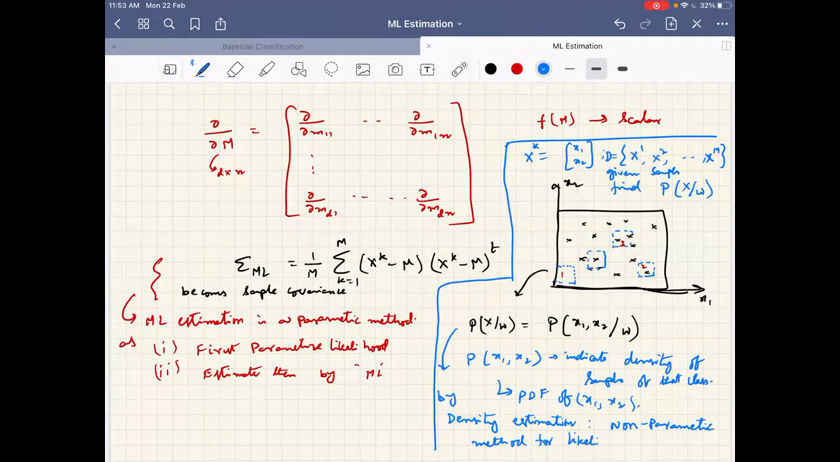Can any of you give the answer? We are not using any parameters like mean and variance. We are not parameterizing this by some mean and variance. No mathematical distribution at all is used. Directly we are trying to get the likelihood. How are we getting it? By finding out the density in different regions.